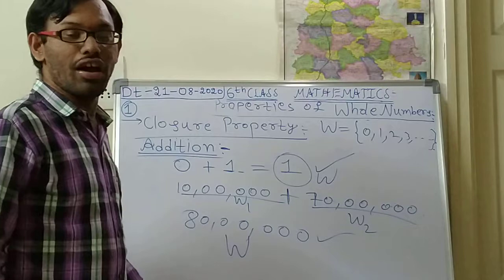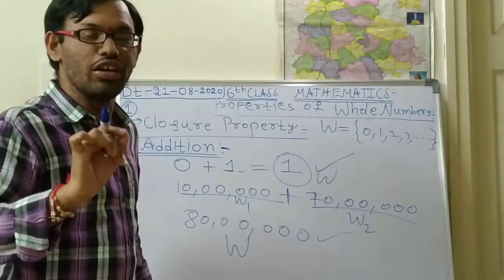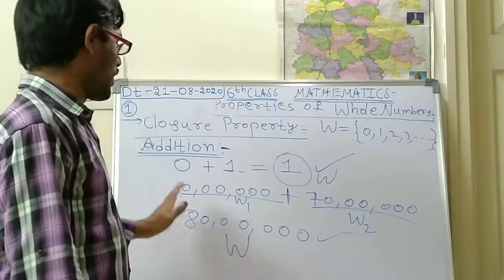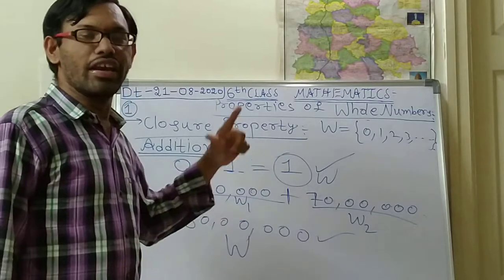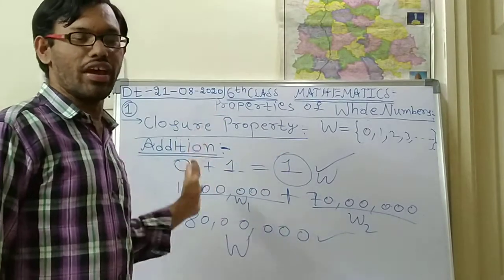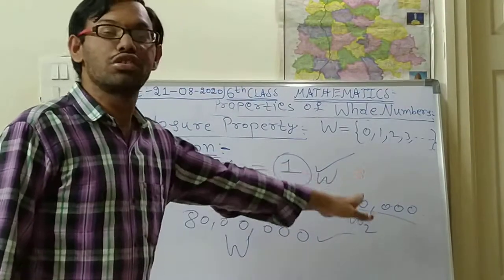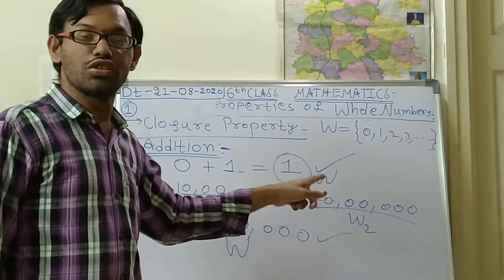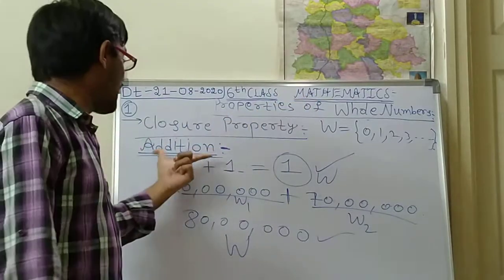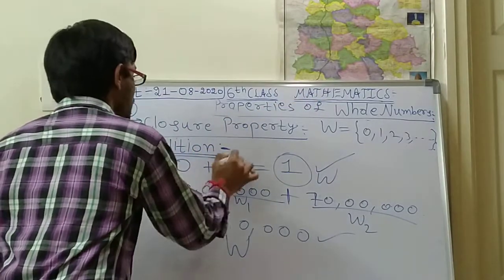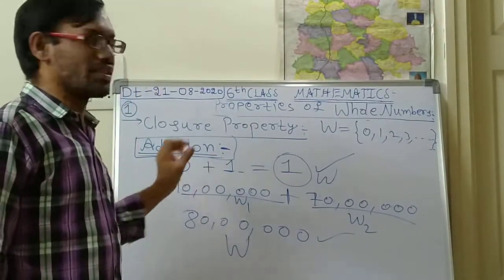Okay, I hope you have understood. So you can write the statement on any of your papers. What is the statement again? Once again I am saying, if A and B are any two whole numbers, then A plus B is also a whole number. So this is the closure property of whole numbers under addition. Under addition, you must keep that. Okay, this is the statement.